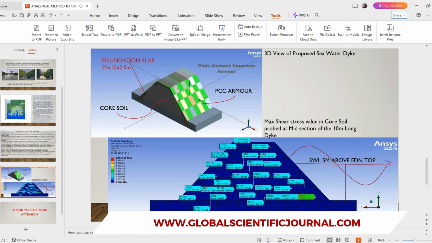Those actual shear stress values we have compared against the shear strength of the high performance engineered soil. That is given in detail in the paper.